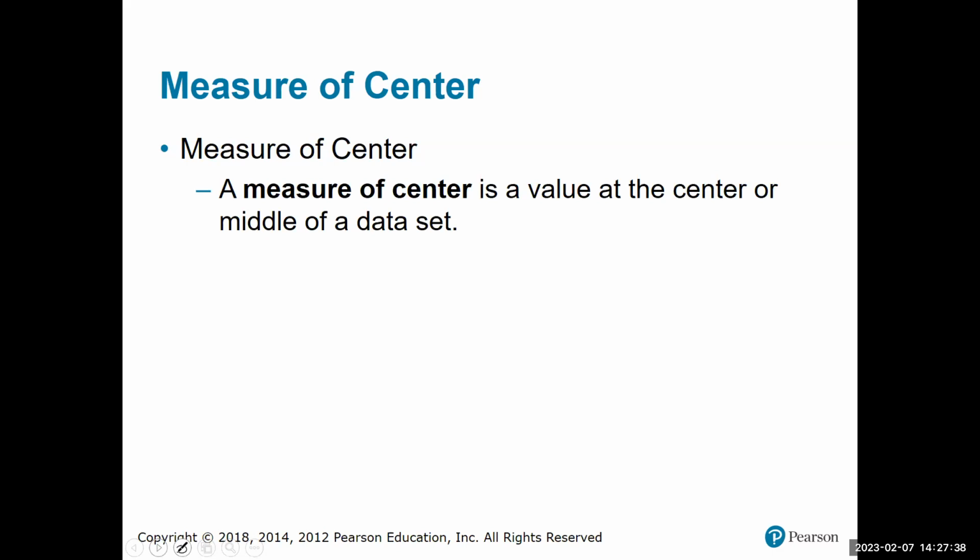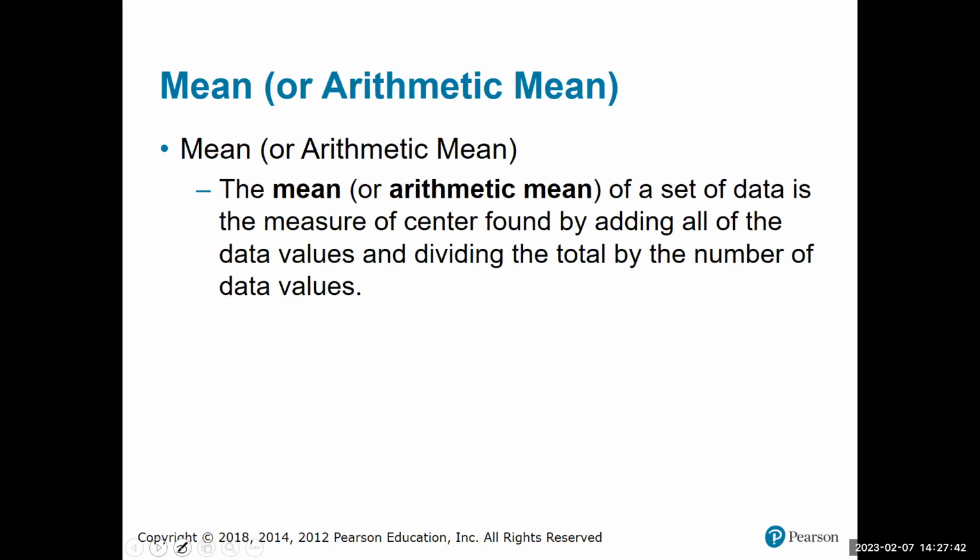All right, so a measure of center is a value at the center or middle of a data set. The mean or arithmetic mean of a set of data is the measure found by adding all of the data values and dividing by the total number of data values. That's what I just talked about. So what you called average in the third grade is what we call the mean in statistics.